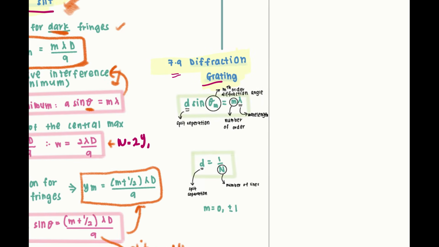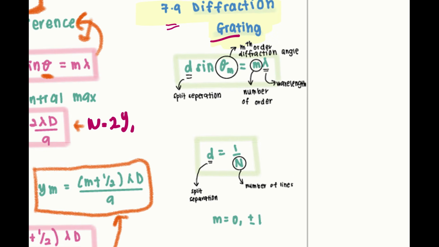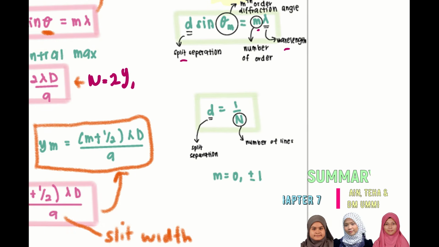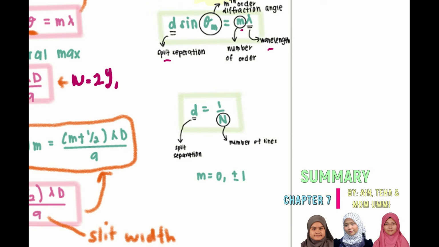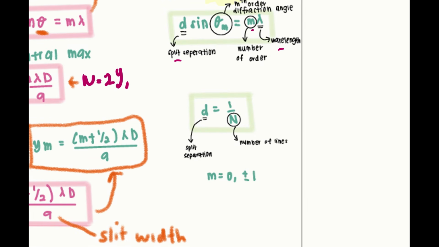And the last one is the diffraction grating. For diffraction grating, the basic equation is d sin theta equal to m lambda. It is all written here. Theta m is the mth order diffraction angle, m is the number of order, lambda is the wavelength, and d is the slit separation. The other term that we can use for d is 1 over N, where big N is the number of lines per unit length.